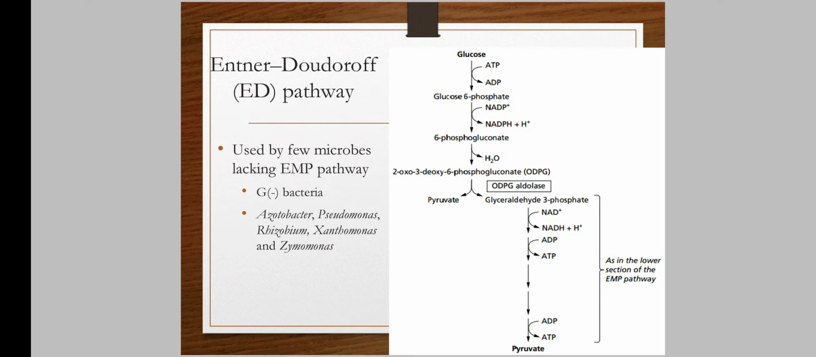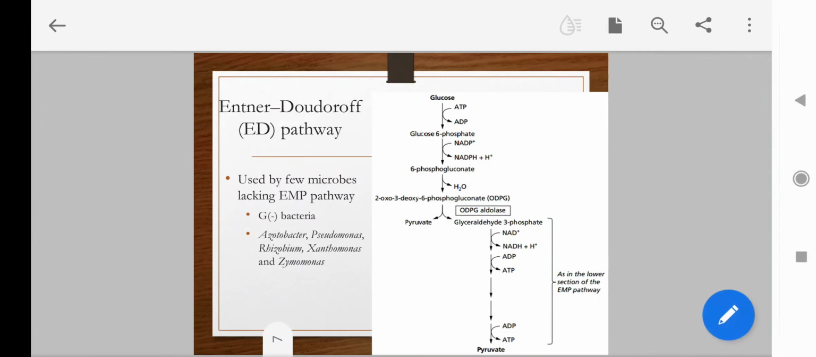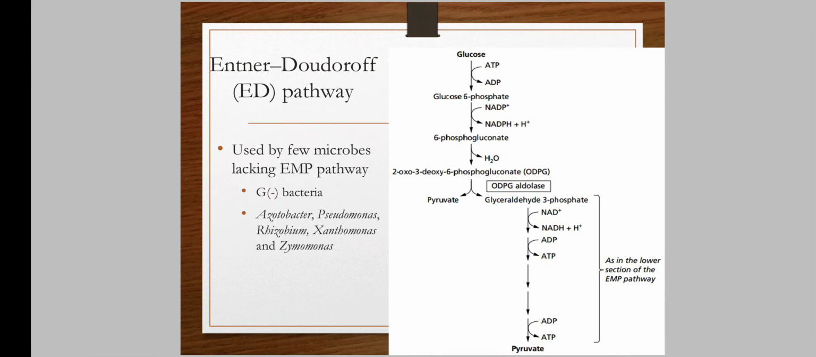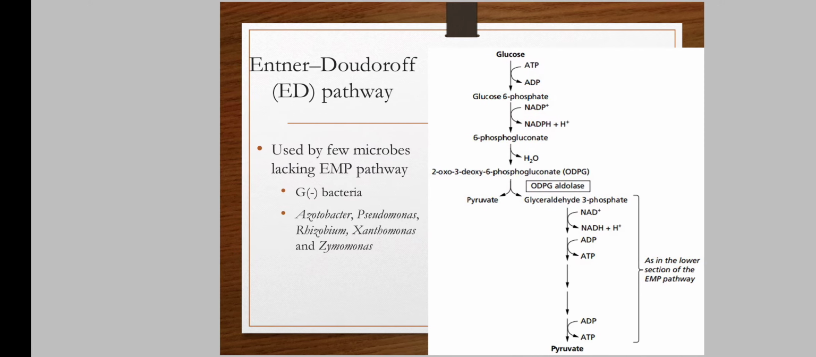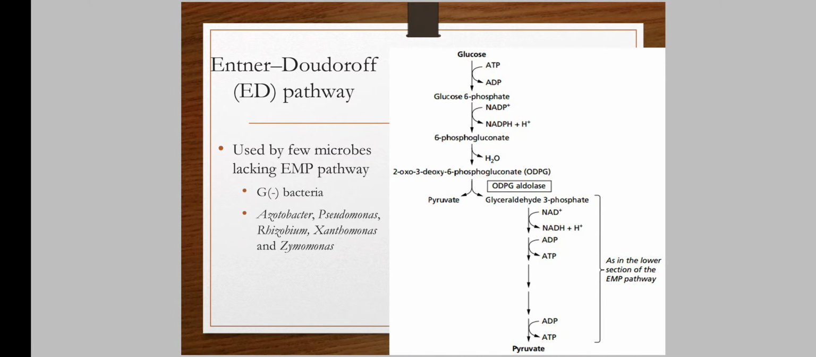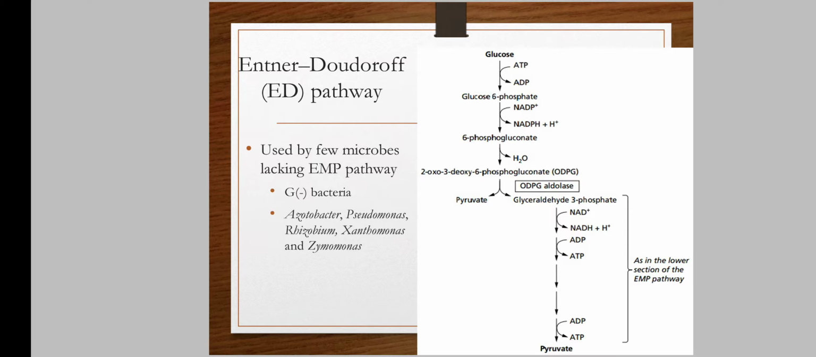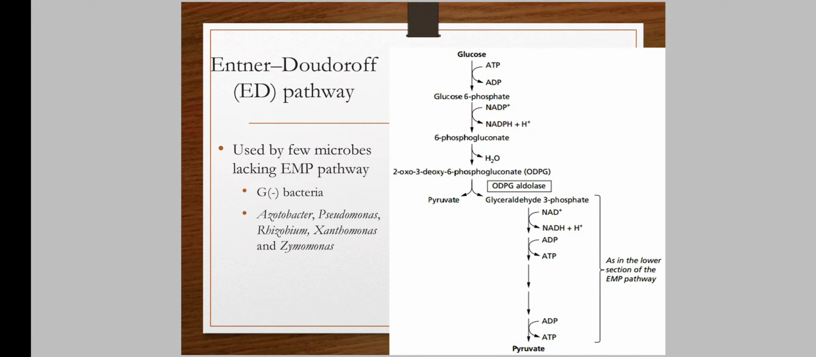So they share commonality in that the second part, the lower section of this ED pathway, is shared with your EMP pathway. It's actually quite similar, but the first stage is different. So here, it just produces one net ATP gain for your pathway.